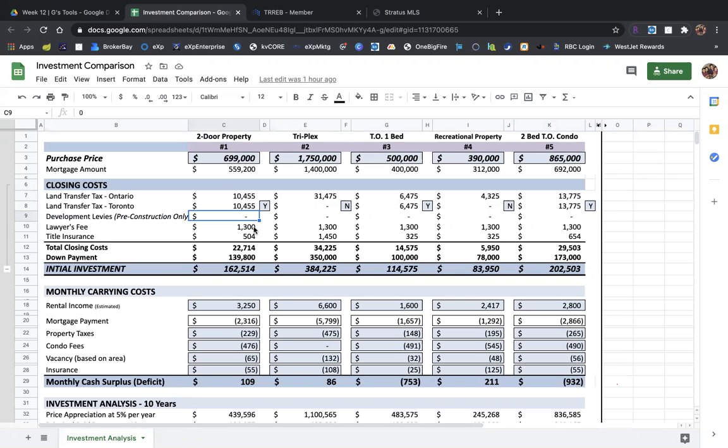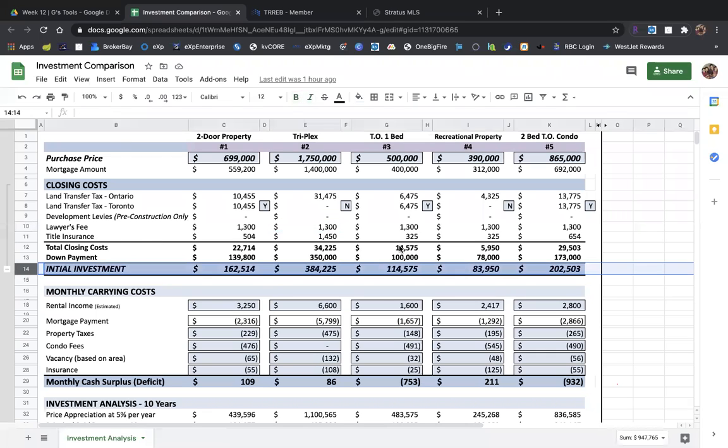Okay. Lawyer's fees, again, I just assumed it's the same thing. For pre-construction, it's going to be a little bit higher because there's technically 2 closings. There's the occupancy date closing and then the actual final close. Okay, so for pre-construction, you're probably looking at closer to, I would add another $500 to $600 for that fee.